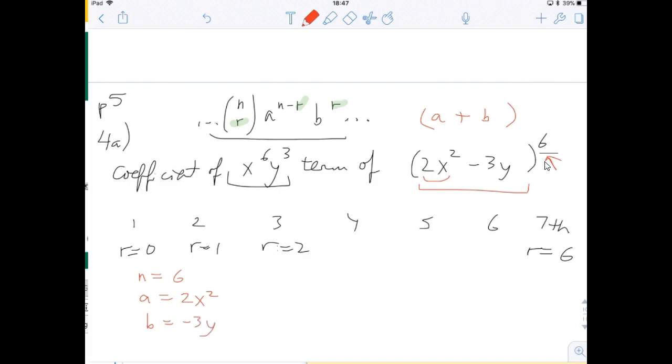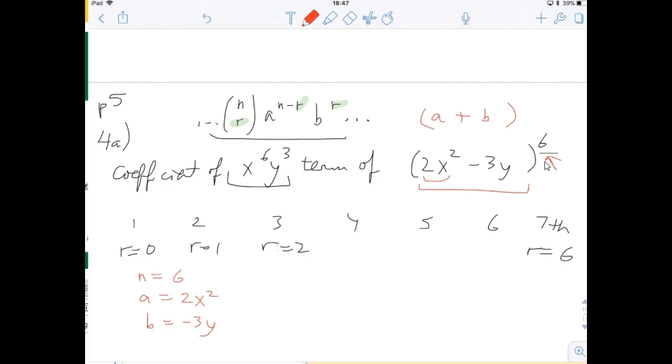Now, why do I need to include the negative there? Well, I have to include it because it's the easiest way to account for the fact that negative 3y does not match the pattern plus b. Okay, so think of it as plus negative 3y. Last of all, we don't know what r is, so we're just going to leave it unknown.